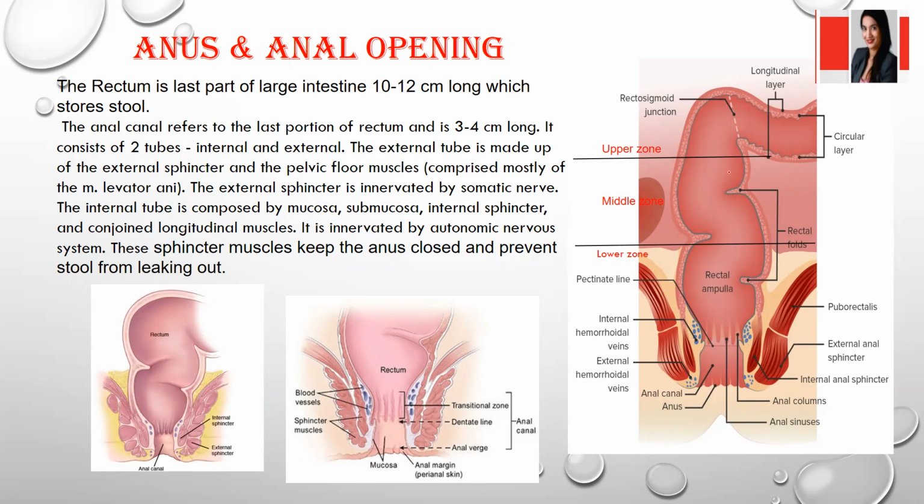We all know the rectum is the last part of the colon, which is coming here. This is the longitudinal layer of the colon, which is ending here. Then we have the rectosigmoid junction, and this is the whole rectum. The feces will keep coming and keep storing in the rectum, in this particular area. Our stool is present here. And this whole rectum is subdivided into 3 zones: upper, middle, and lower zone.